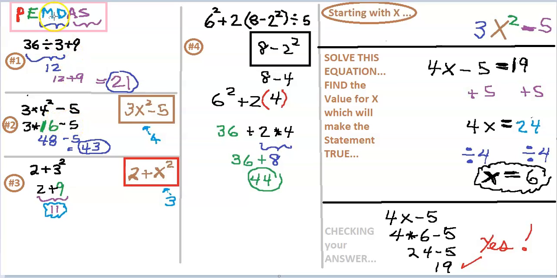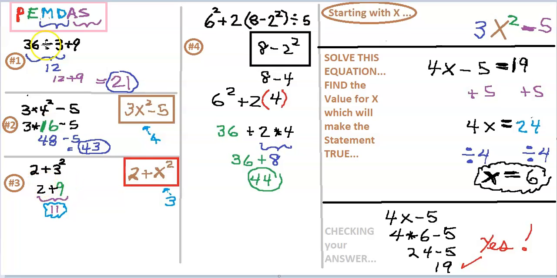Again, we do multiply, divide next. That's 48, that multiplication, minus 5. Final answer, 43. Another one, there's no parentheses yet with the P, so we're going to look at exponents. So we do have an exponent, so 3 squared is 9, 3 times 3.